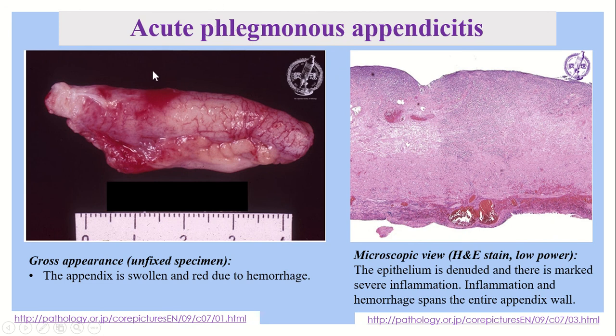Acute phlegmonous appendicitis. Here we see the gross appearance with the unfixed specimens, and the appendix is swollen and red due to hemorrhage. And here we see the microscopic structure histologically, where the epithelium is absent, denuded, and there is marked severe inflammation. The inflammation and hemorrhage span the entire appendix wall.